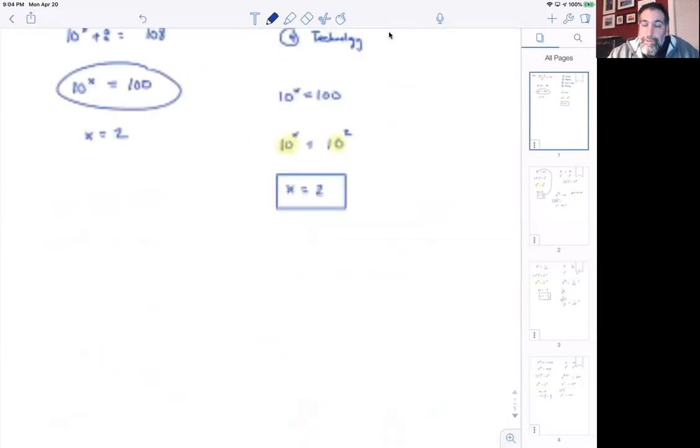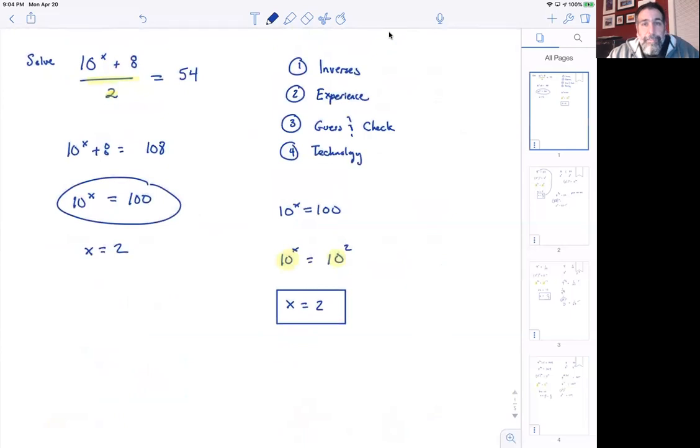One last thing to share with you guys. Don't underestimate the power of using inverses correctly. We're going to do a lot more detailed look at that in one of the upcoming lessons. Experience, guess and check, technology. What we're doing now is the method of common bases. That is really just another way of using our experience in a little bit more formal sense.